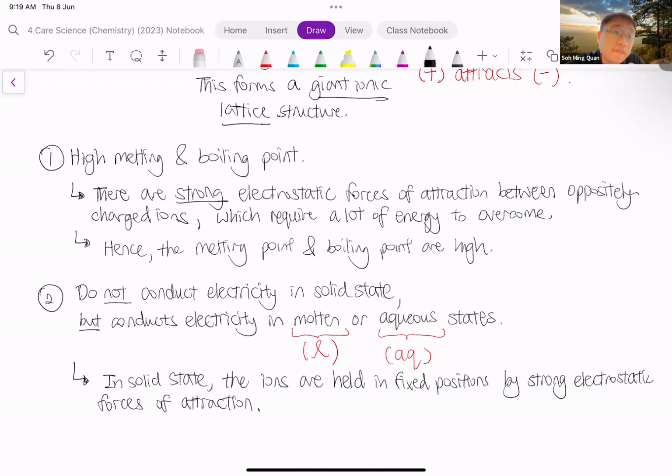Okay, the ions are held in fixed positions by strong electrostatic forces of attraction. If they are held in fixed positions, this means that the ions are not free to move. So in the solid state, the ions are not free to move at all because they are held in fixed positions by the strong electrostatic forces of attraction.